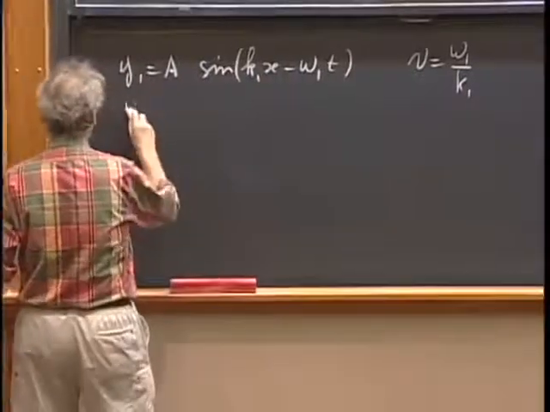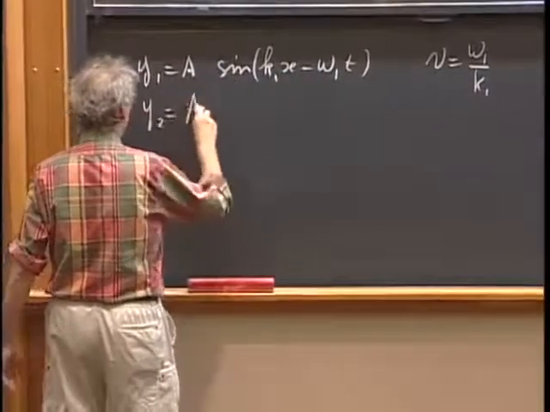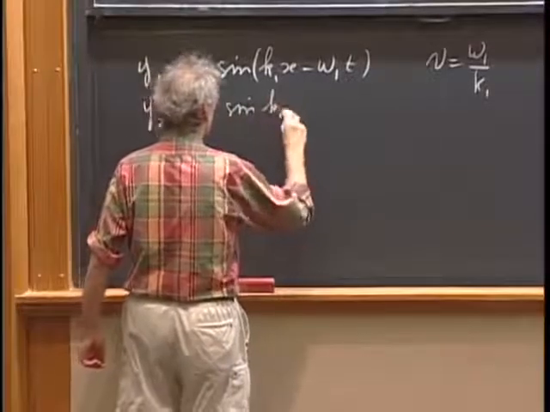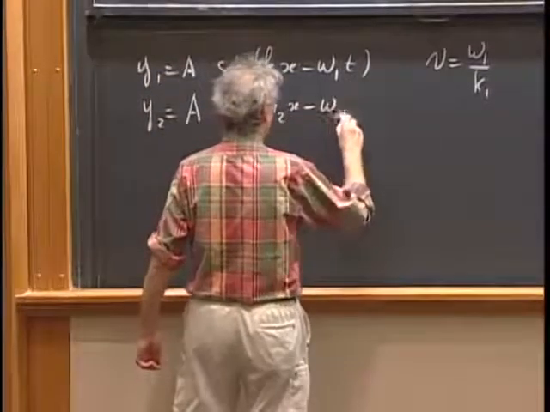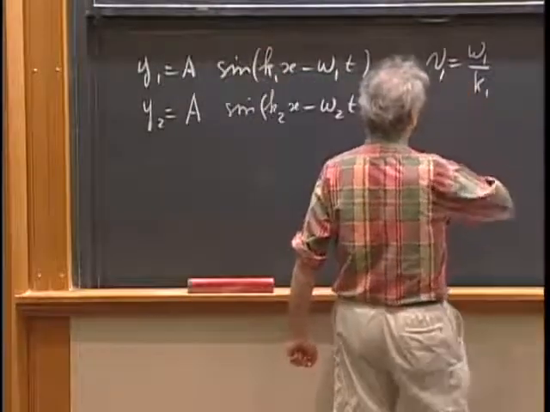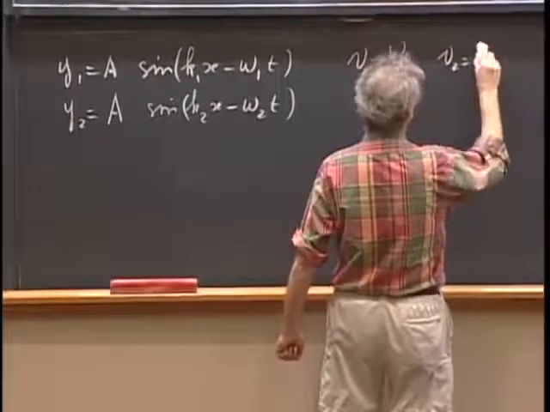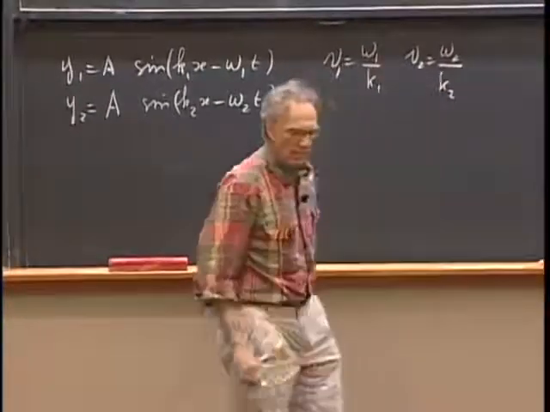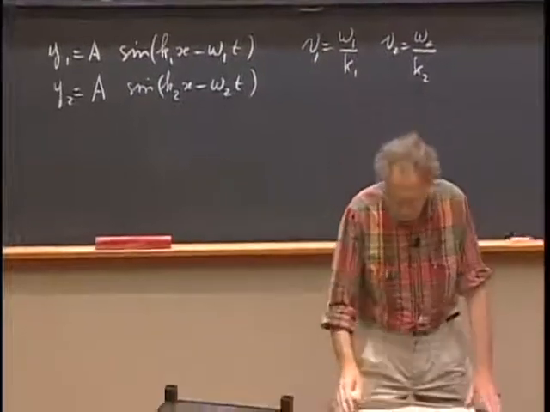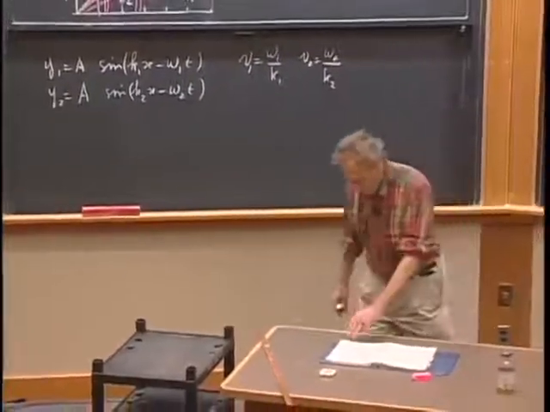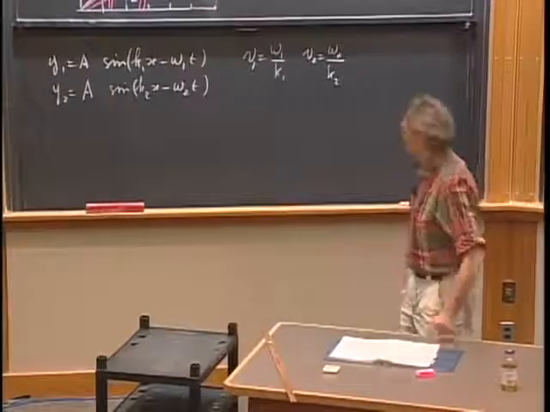And then I have a second one, which for simplicity I give the same amplitude, a times the sine of k2 times x minus omega 2t. And this is v1, and v2 is omega 2 divided by k2. And the two are not the same. If they are the same, then it is a non-dispersive medium, but they are not the same. And so now I want to add them.